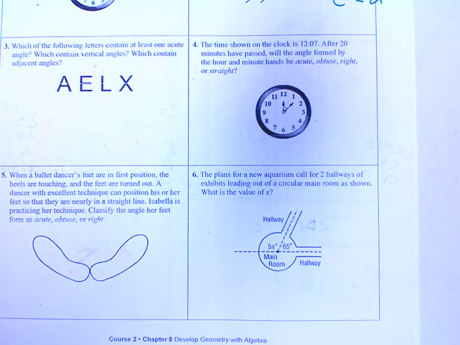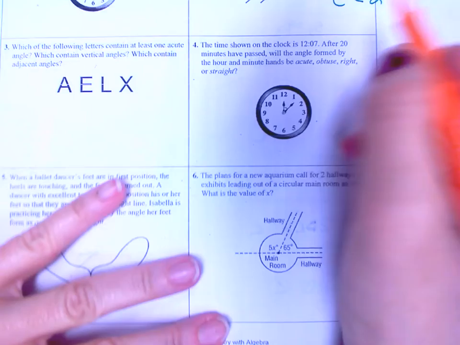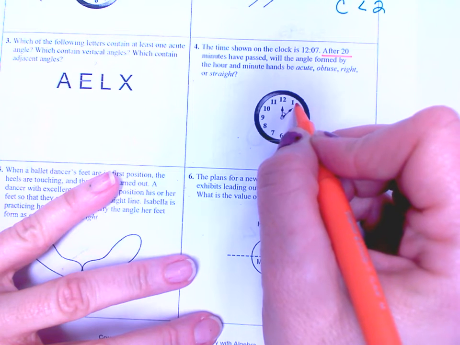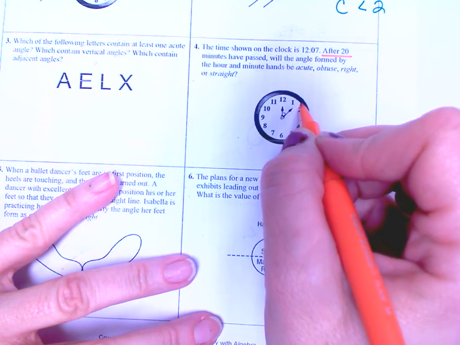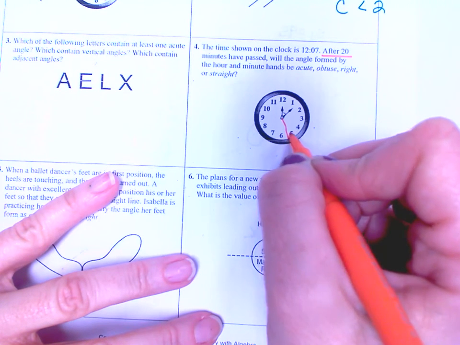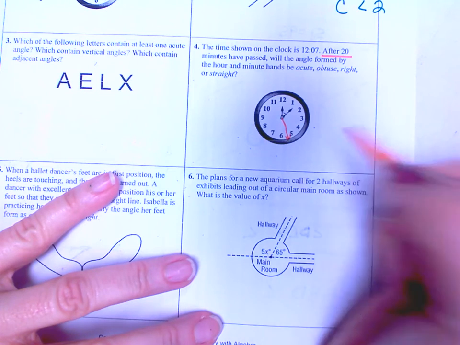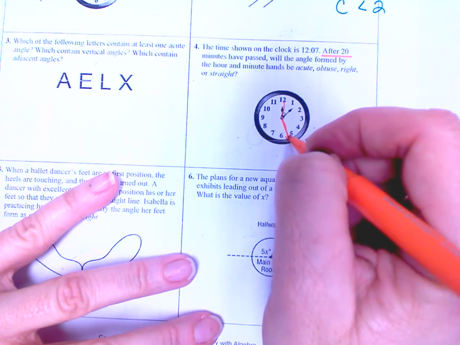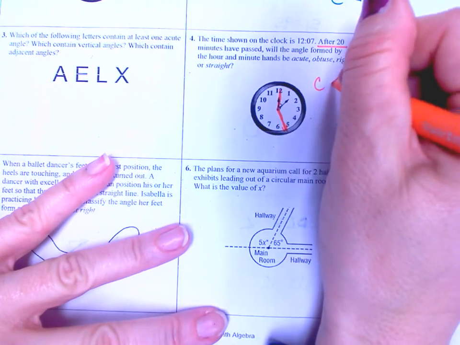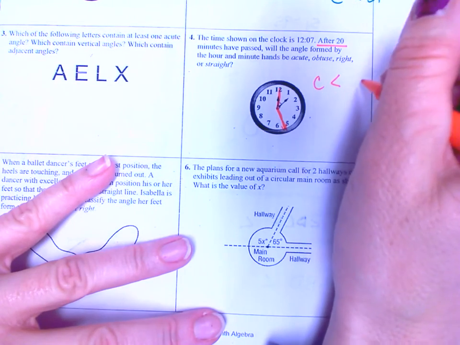Number 4, the time shown on the clock is 12:07. After 20 minutes have passed, will the angle formed by the hour and the minute hand be acute, obtuse, right, or straight? So, after 20 minutes, that's 07. Then it should be about right there, I would think. So what would this angle be? So classify the angle as what?